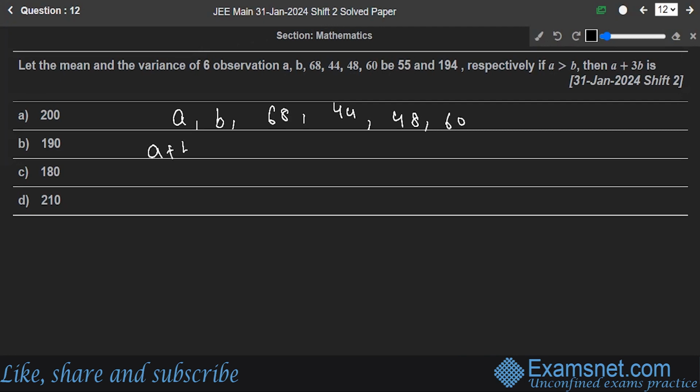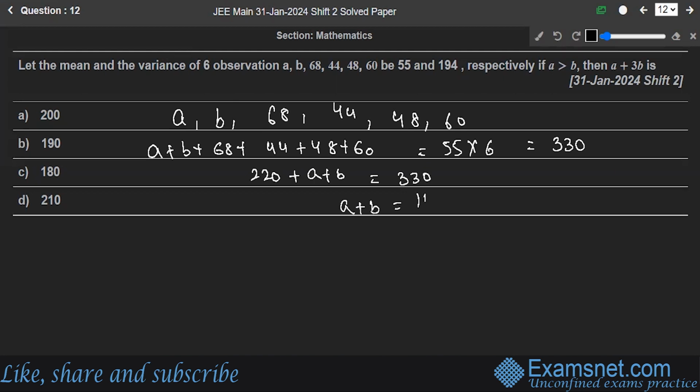You are given the mean, which is A plus B plus 68 and so on. This is equal to 55. So 55 multiplied by, these are the 6 terms, multiplied by 6, which is equal to 330. This will give you 220 plus A plus B is equal to 330, or you will have A plus B is equal to 110. Let's say this is equation 1. Also, you are given that variance is 194. So variance is given by summation of xi minus x bar whole square divided by the number of terms. This is equal to 194.